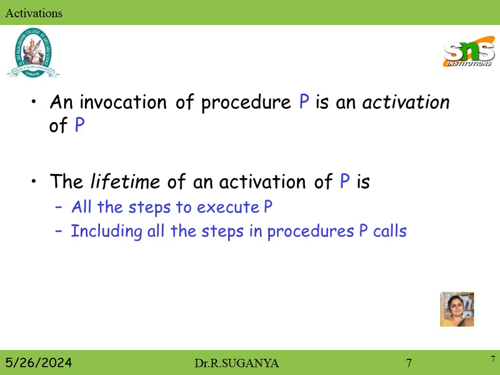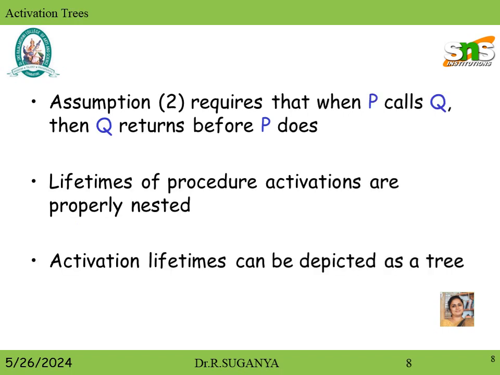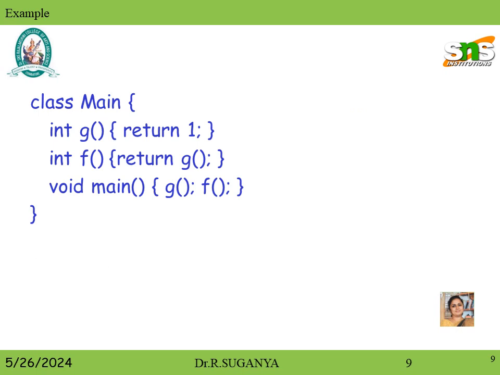An invocation of procedure P is an activation of P. The lifetime of an activation of P is all the steps to execute P, including all the steps in procedures P calls. Assumption 2, that is activation trees: when P calls Q, then Q returns before P does. Lifetimes of procedure activations are properly nested. Activation lifetime can be depicted as a tree.